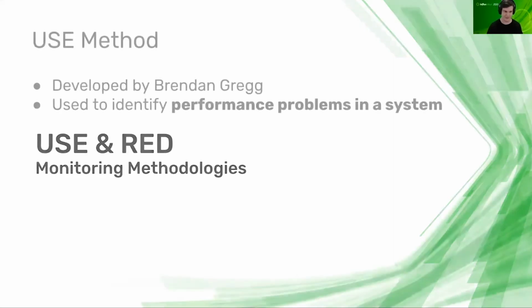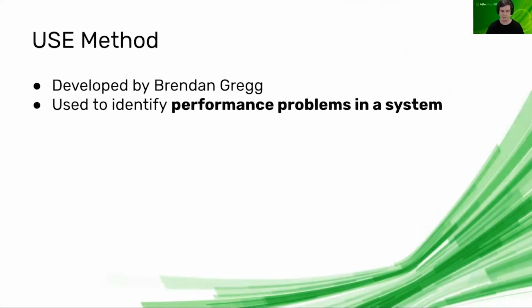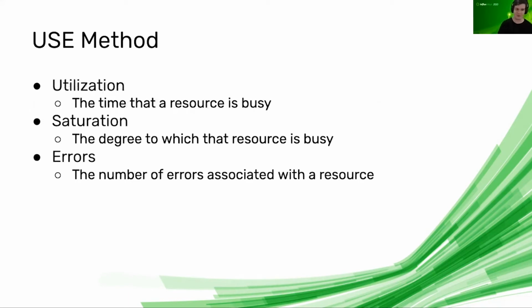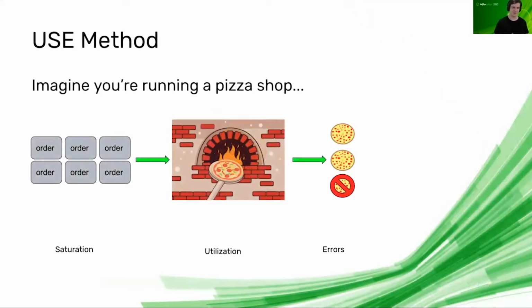If you're not familiar, the USE methodology was developed by Brendan Gregg and is used to identify performance problems in a system. USE stands for utilization, which is how much time the resource was busy; saturation, which is the degree to which that resource is busy; and then errors, which are any errors associated with that particular resource. That's a lot of words and they're very similar, like utilization and saturation, they feel similar. So let's drop down to an example and help think about this in something a little bit more concrete.